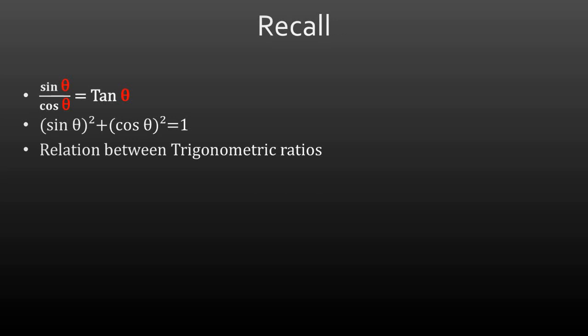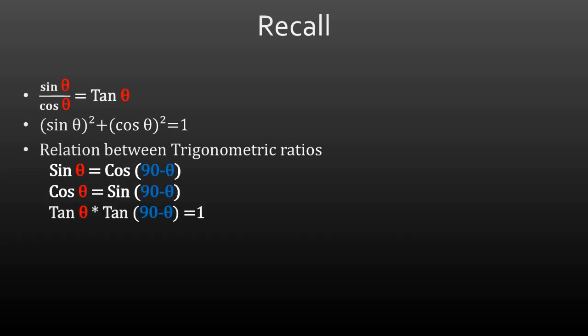Third is the relation between trigonometric ratios. There are many relations between the trigonometric ratios which we have already studied, but here we are going to use 3 trigonometric ratios because these formulas we will be using to solve the sums further. Those are sin theta is equal to cos 90 minus theta, cos theta is equal to sin 90 minus theta, tan theta multiplied by tan 90 minus theta is equal to 1.